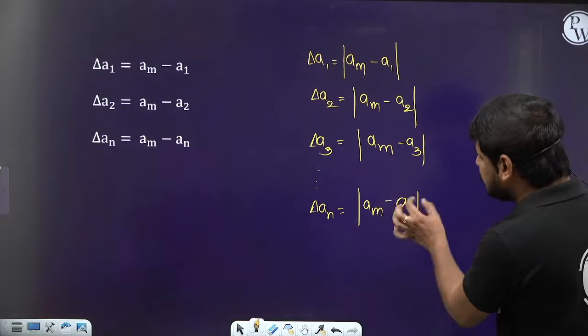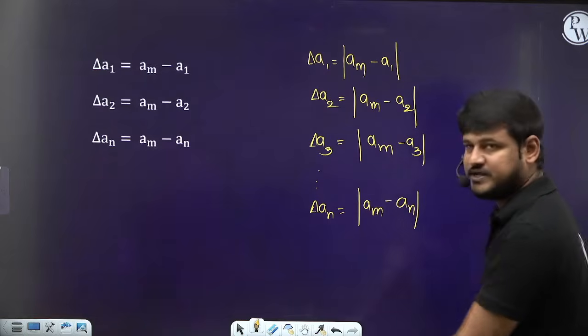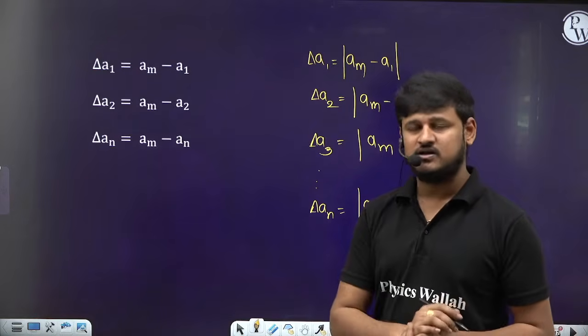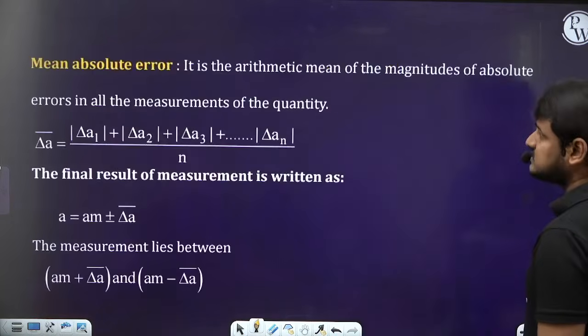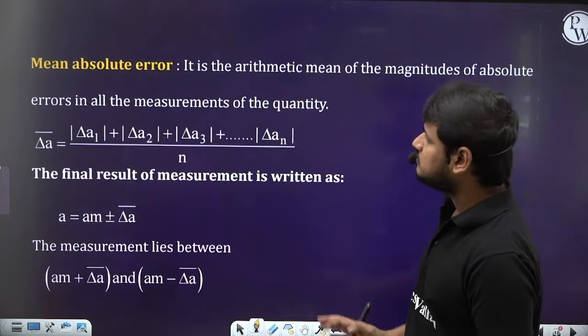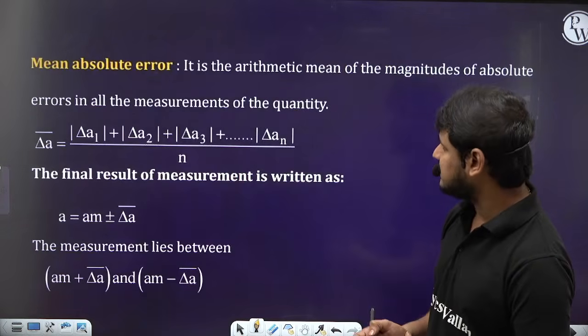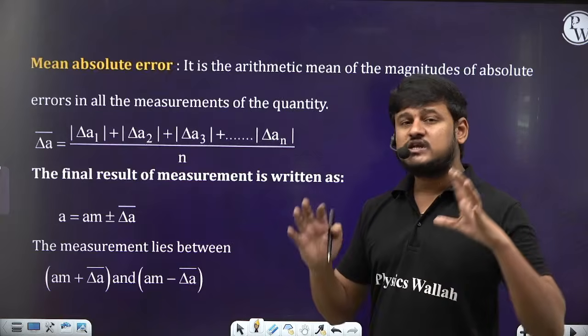So true value minus measured value, that gives the absolute error. So that's what you should remember. Let me take one question so that you'll understand better. Before the question, let's see the mean absolute error as well. So what is the total error?